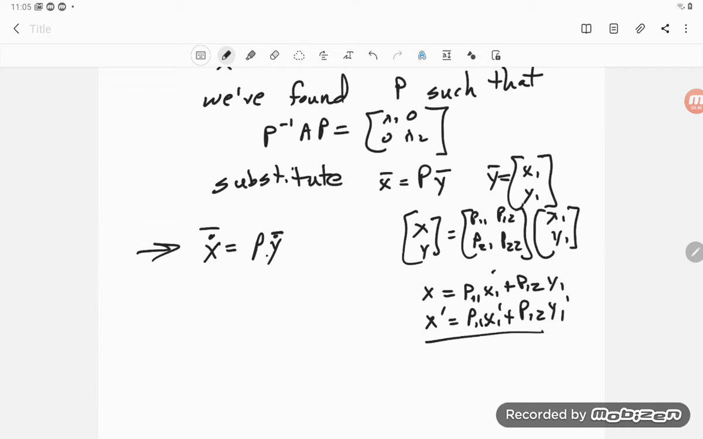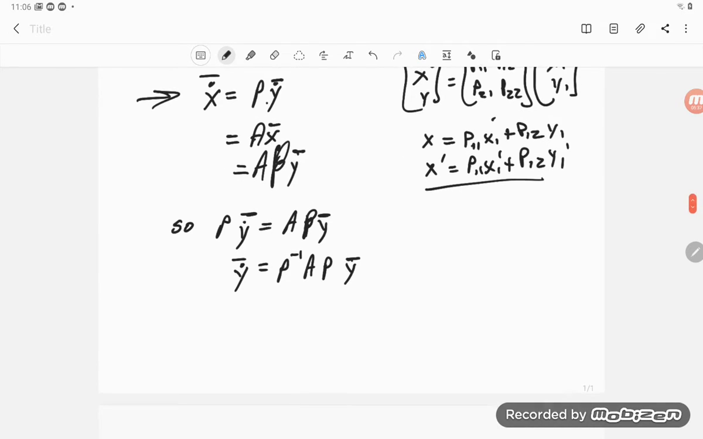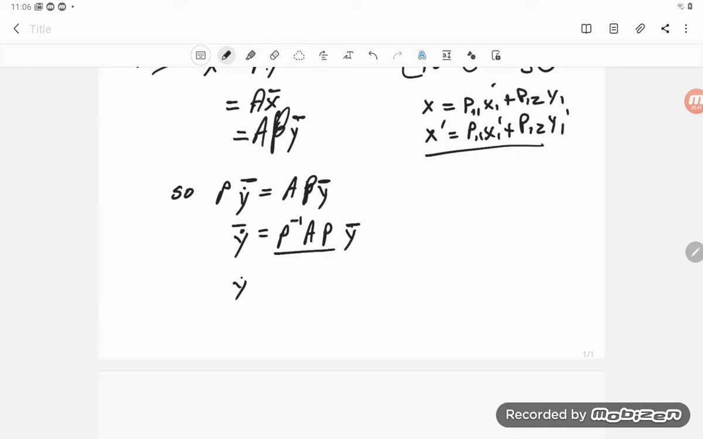Okay, so we believe that, and this is all equal to Ax, but that means it's equal to A P y. Whoops, big P like that, y. Okay, and so that means P y dot is equal to A P y. But now I can write this as y dot is equal to P inverse A P times y. Okay, but that's diagonalized, so y dot is equal to the matrix lambda 1, 0, 0, lambda 2 times y.